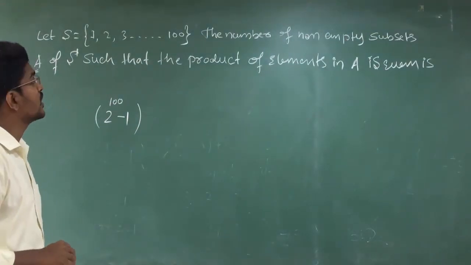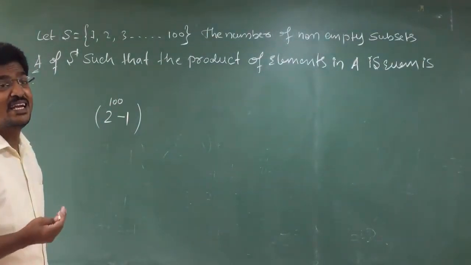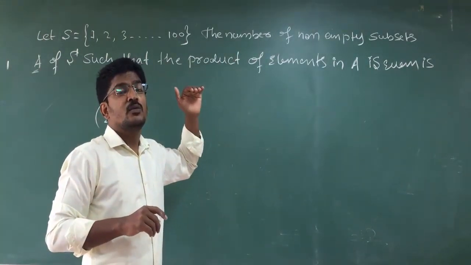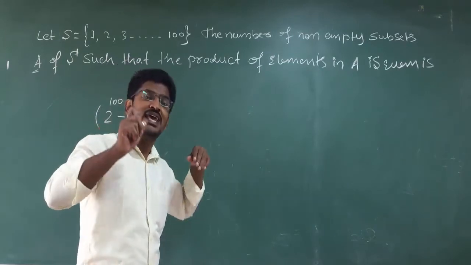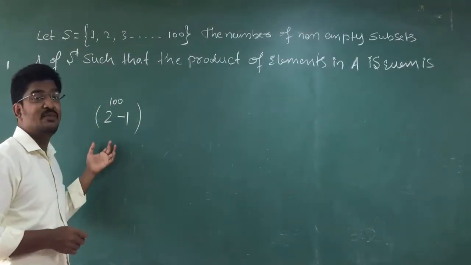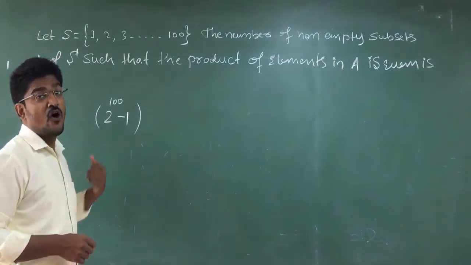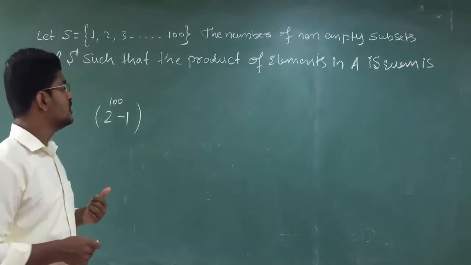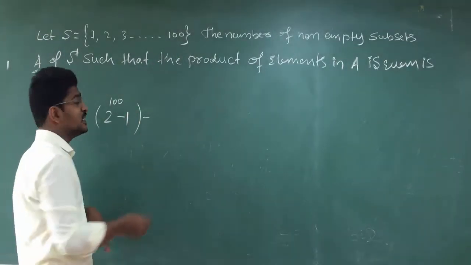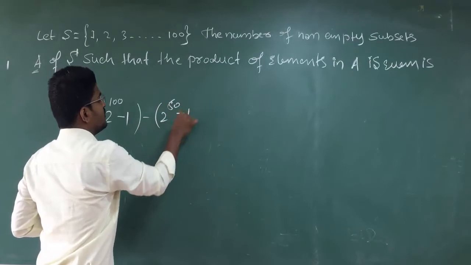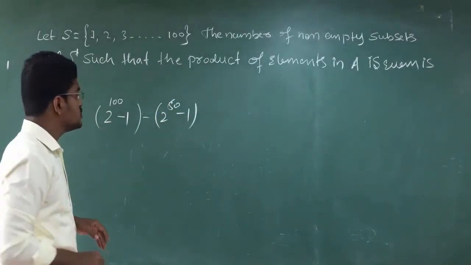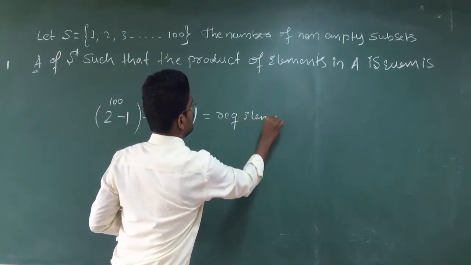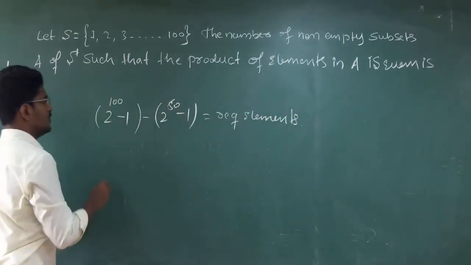Are you getting my point? In this, what they are calculating is only the even product, the product of elements which is only even. That means odd elements have to be deleted from this. If you have a total of 100 elements, 50 will be even and 50 will be odd. So what I will do is subtract those 50 elements which are odd. Clear? So now I will get the required elements.